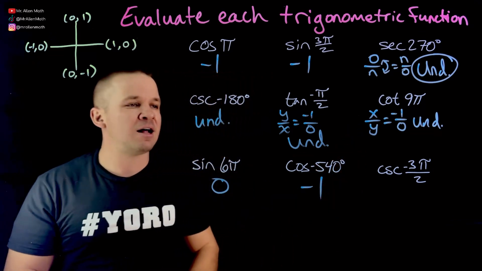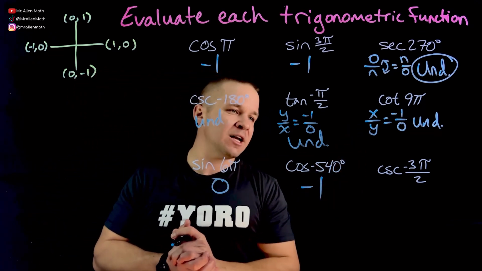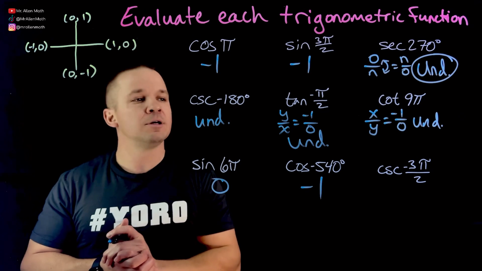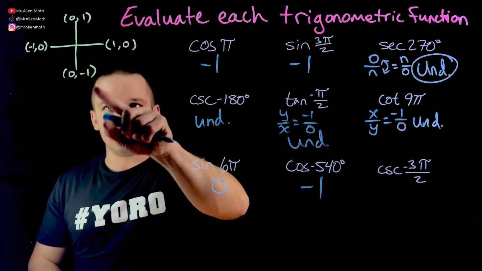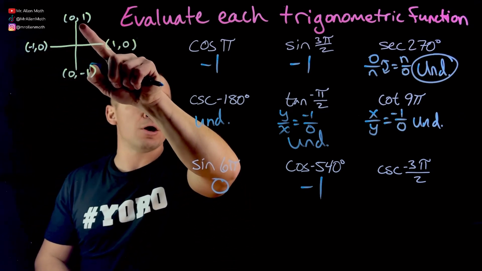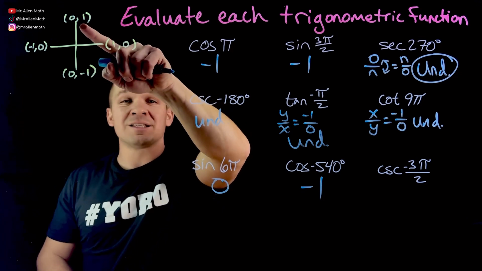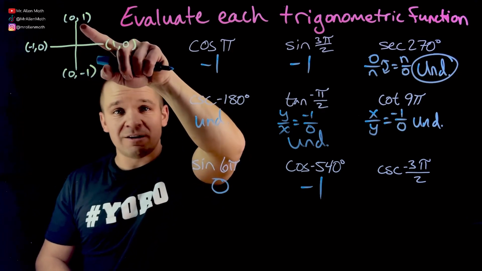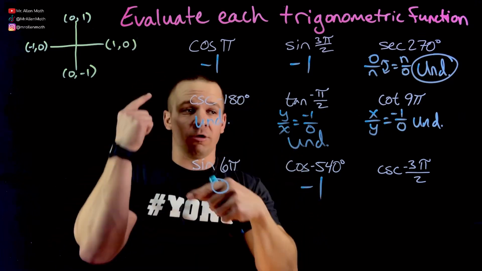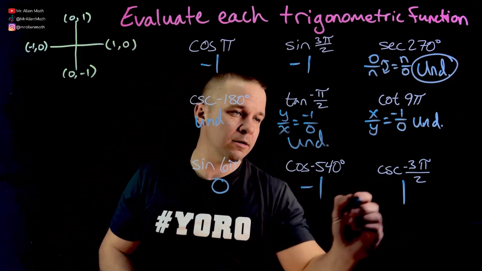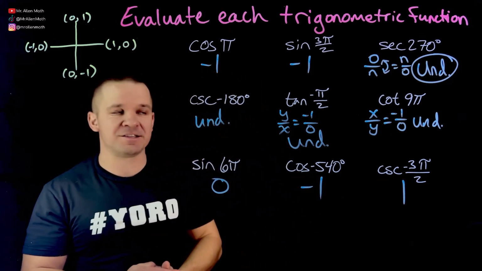And then last but not least, cosecant of -3 pi over 2. All right, we've got ourselves negative rotation. 3 pi over 2 is up here. Cosecant is the reciprocal of sine. What's my sine value here? It is 1. The reciprocal of 1 is 1. Boom. Nice. There we go.